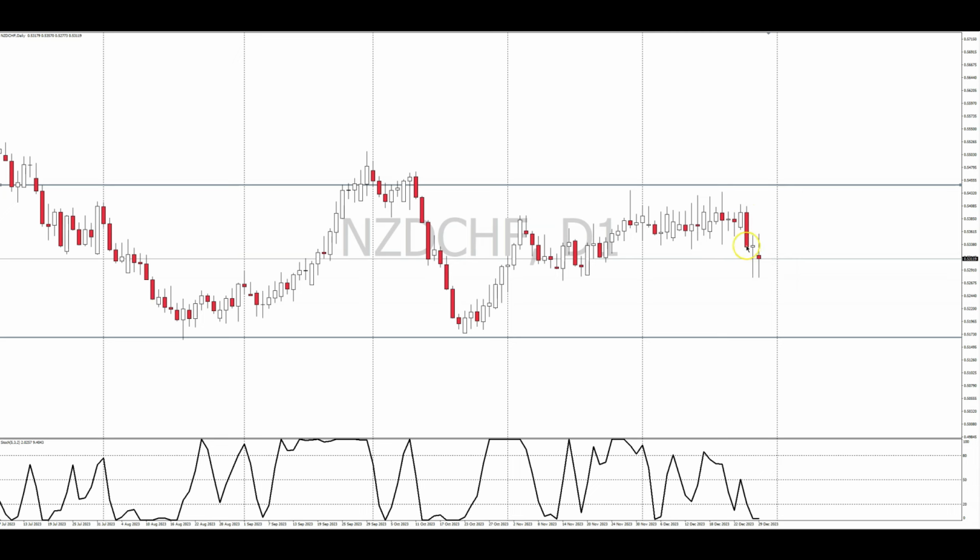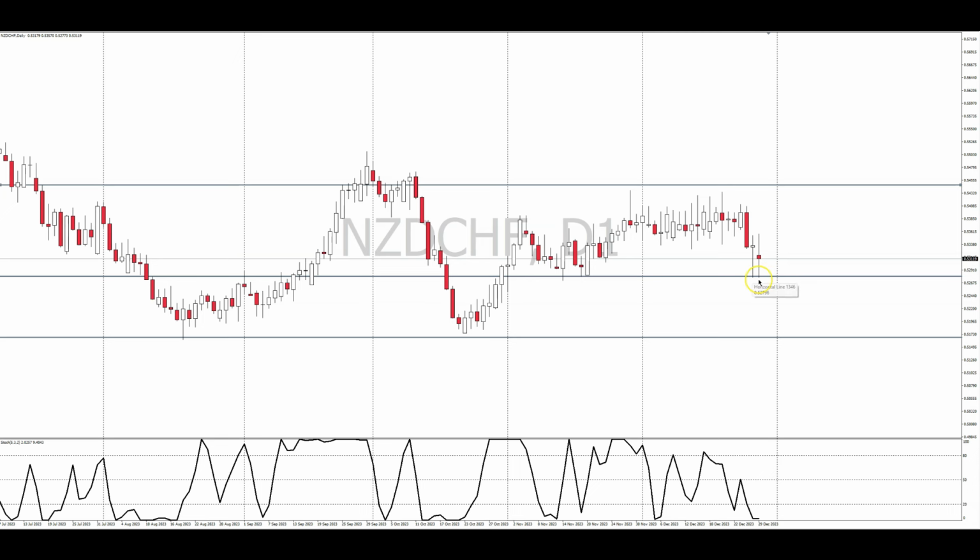Now you also want to be mindful of the fact that it pushed down on, what's that, Wednesday. It found buyers right here at this level of demand or support, and it pushed up. It went down again and pushed up, but it didn't close higher than this. So it finished the week bearish, right? So my assessment is price still wants to go to the downside, based on what the candles are showing me.